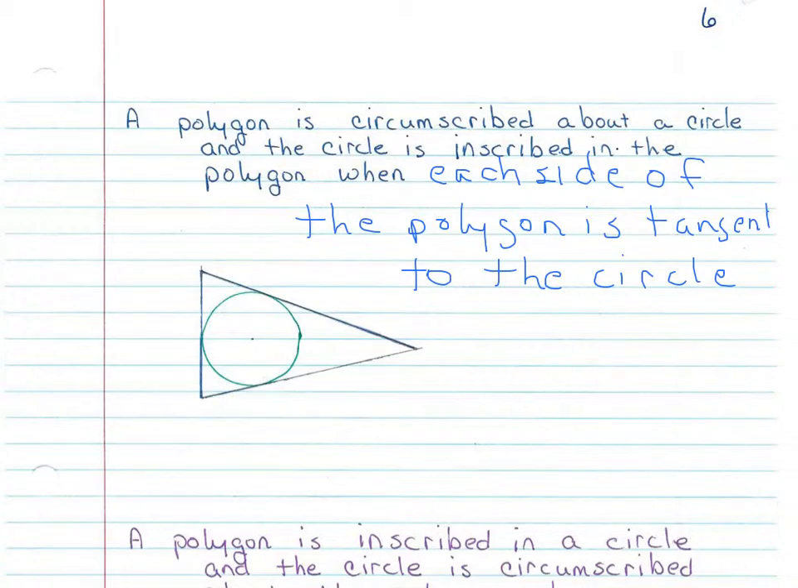All right, in this case, the circle is inscribed in the triangle. The triangle is circumscribed about the circle. Notice these sides of the polygon, this triangle, are tangent to the circle. It just touches the circle at one point.